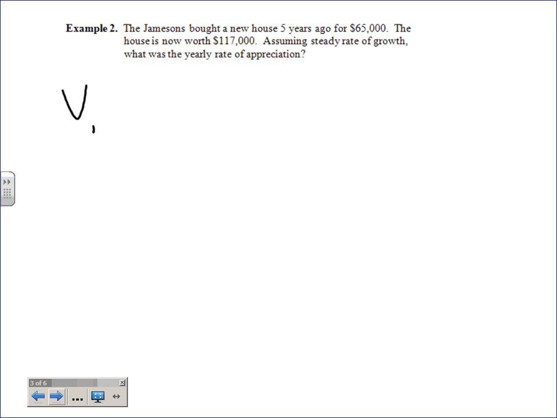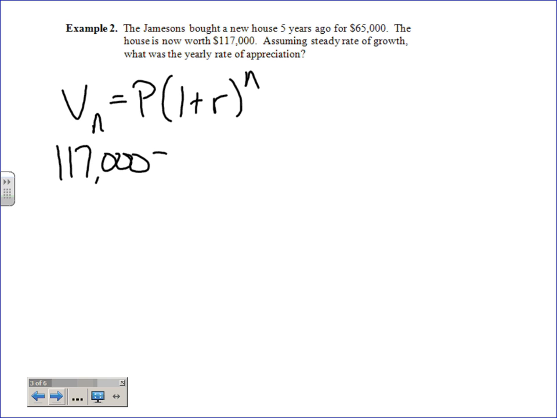And that one is what? V of n equals, what did they use? P. Isn't that how they write it? Does anybody know any of those values for this particular one? Does anybody know V sub n or the new value? What would that be here? Awesome. Yeah, 117,000 is correct. P, or the start value. Where did this start? Yeah, 65,000. 1 is just flat out 1. Plus, do we know r? Exactly, that's what we're looking for. And n normally is time in years, and here it would then be 5.